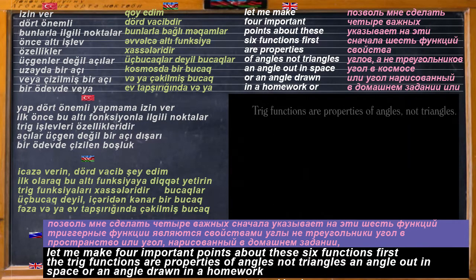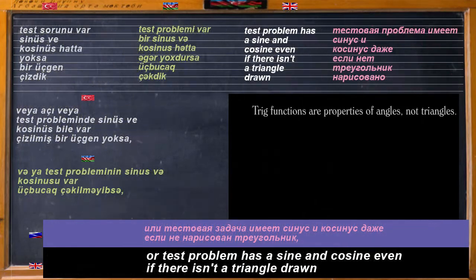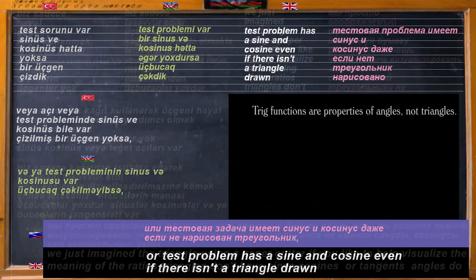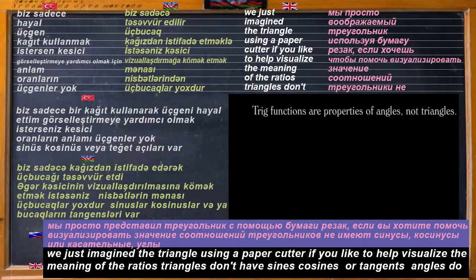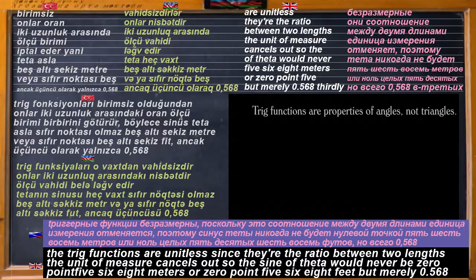First, the trig functions are properties of angles, not triangles. An angle out in space, or an angle drawn in a homework or test problem, has a sine and cosine even if there isn't a triangle drawn. We just imagine the triangle, using a paper cutter if you like, to help visualize the meaning of the ratios. Triangles don't have sines, cosines, or tangents. Their angles do.